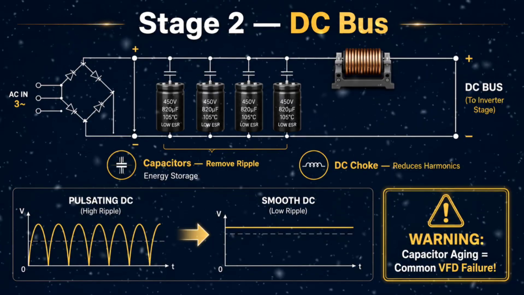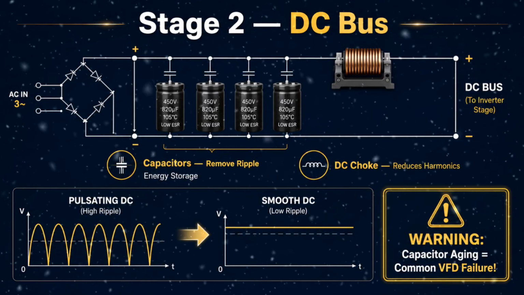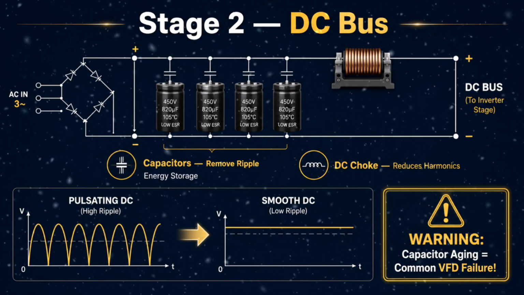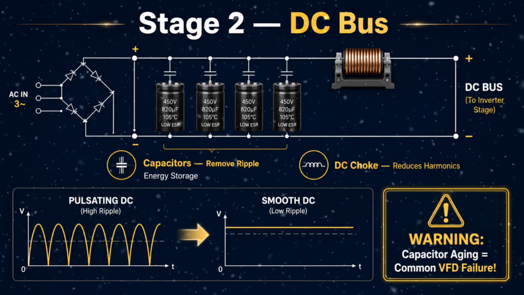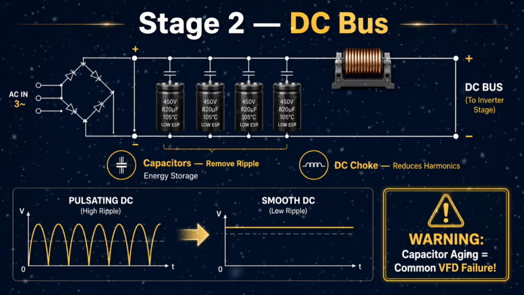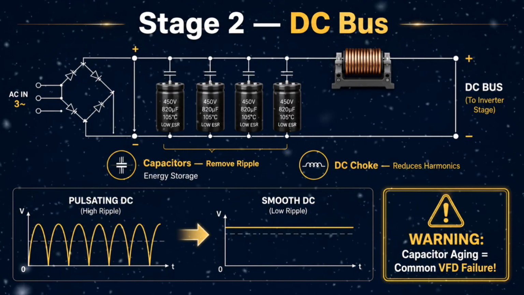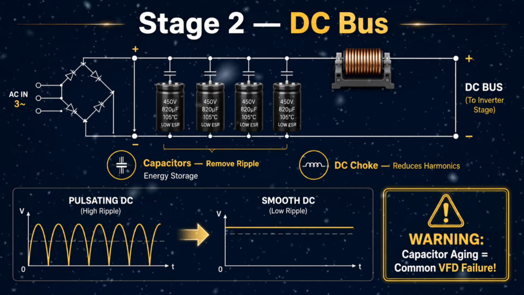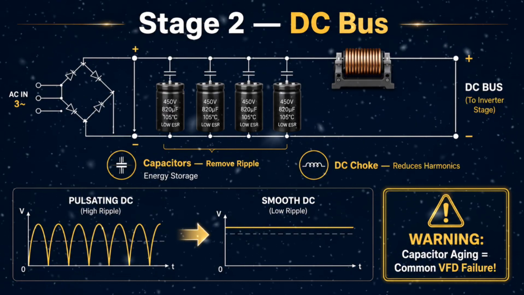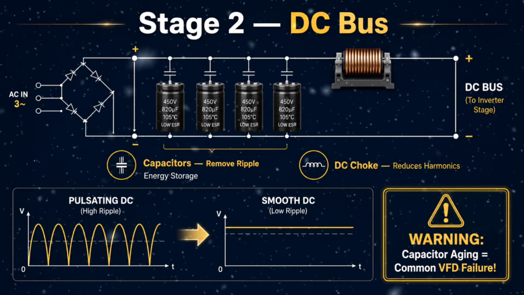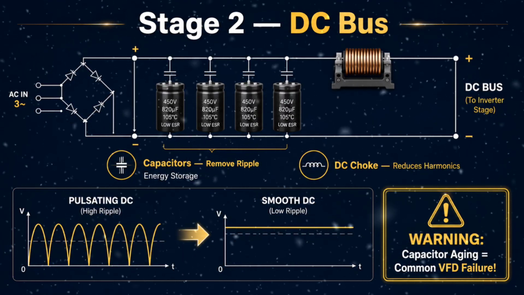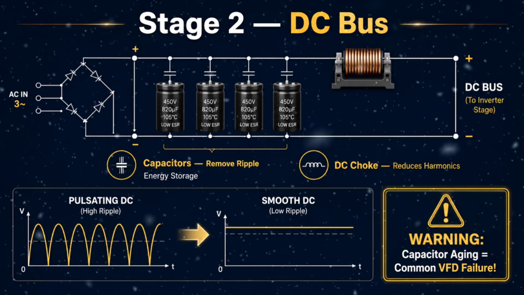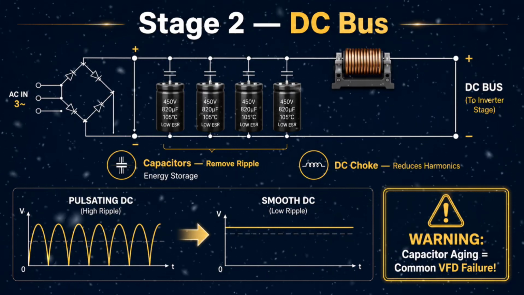Now look at the warning box at the bottom right of the screen. Warning: capacitor aging equals common VFD failure. This is extremely important. DC bus electrolytic capacitors have a lifespan of approximately 7 to 10 years, depending on operating temperature and load cycles. As capacitors age, their capacitance reduces, ESR increases, ripple voltage increases, and the VFD becomes unstable. In your maintenance schedule, DC bus capacitor inspection must be done annually. After 7 to 10 years, proactive replacement is recommended.